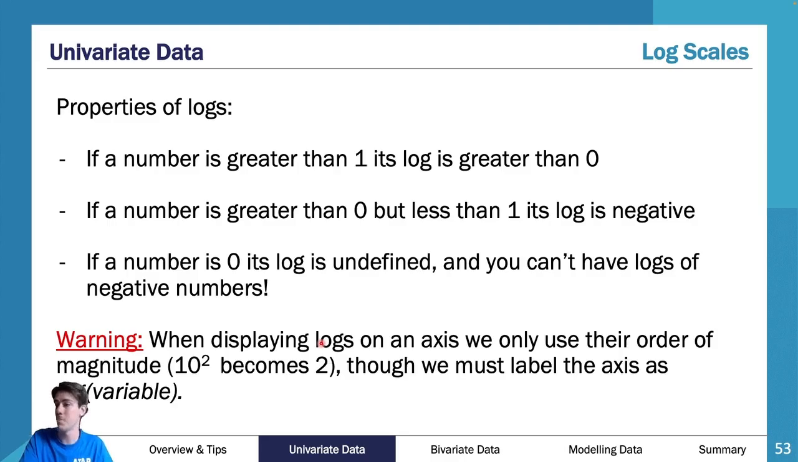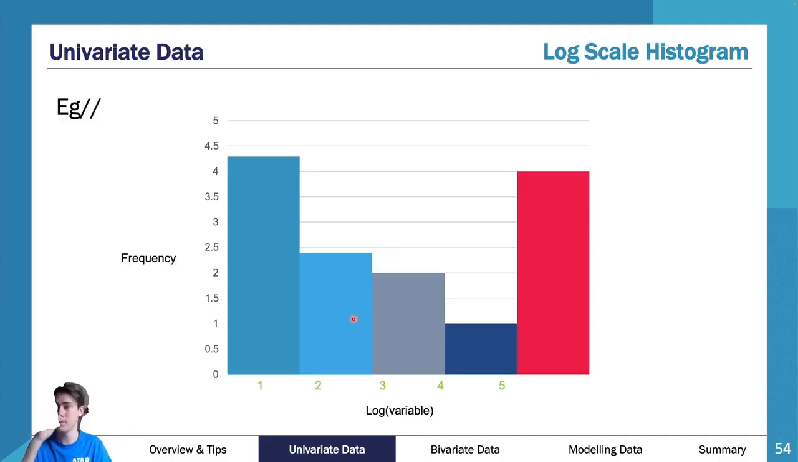So when displaying logs on an axis, we use their order of magnitude. So 10 to the 2 becomes 2, therefore we must label the axis as log variable. Now, this is what I mean by this. So essentially, and again, I didn't fix this one, I should have fixed this one, the histogram is wrong as well. These are intervals. Think of this interval as 0 to 1. So the first one here, as you can see on the screen, this is 0 to 1.